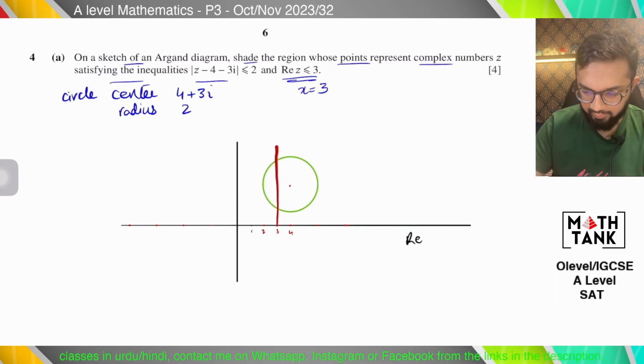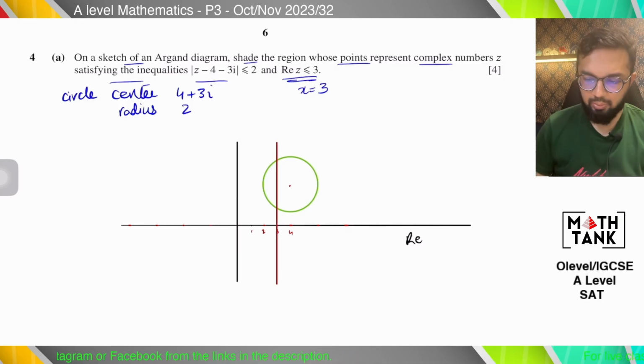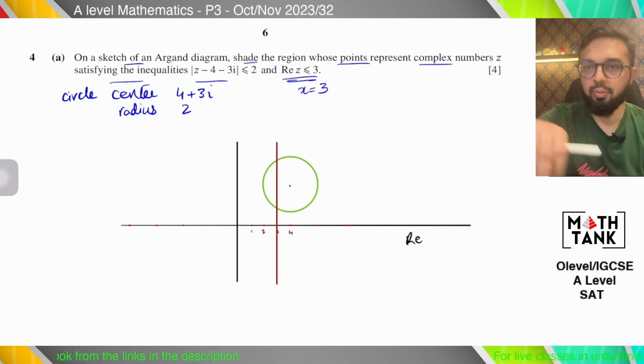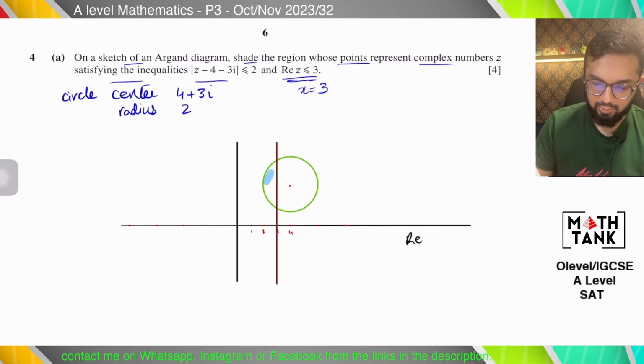So I'm going to say that this stretches like that. And what I want is all the real values to be less than or equal to 3. So I'm talking about the region that is less than or equal to 3. So I'm talking about this region then.